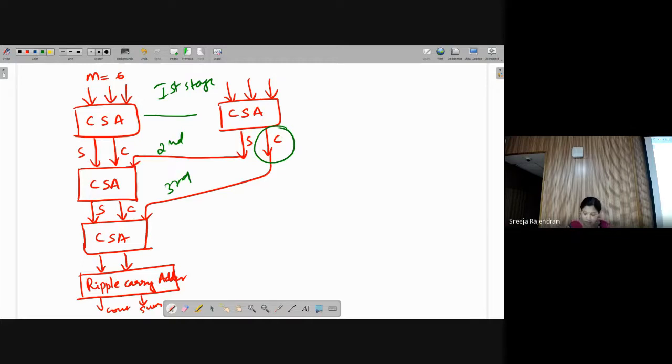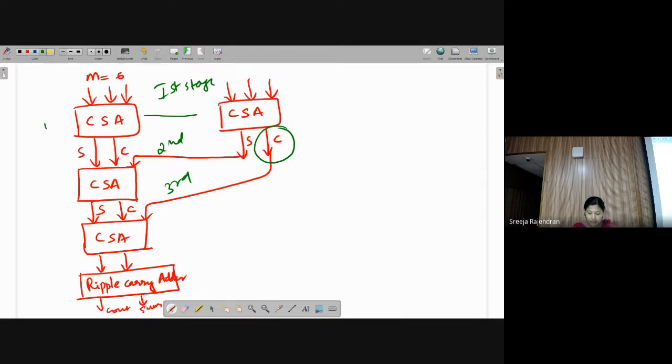The use of this, what could be the advantage if I'm using a carry save adder? As you say, why should I use it? I can just use a ripple carry adder. What could be an advantage of using this? Can you think of any advantage? I'm adding six numbers here. No, nobody knows. Suppose I'm doing this parallelly.